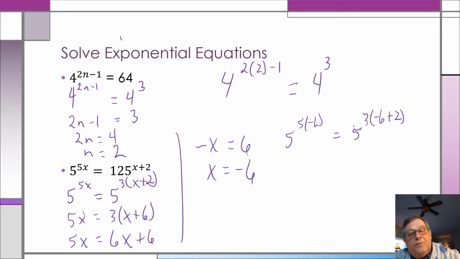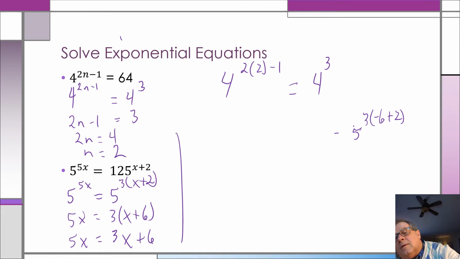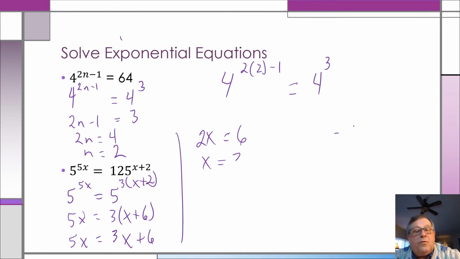You know what? I made a huge mistake. I knew something didn't look right. 3 times x plus 2 is not 6x plus 6, it's 3x plus 6. Let's erase all this. I was feeling kind of queasy about that. We're going to subtract 3x, excuse me. So now we got 2x equals 6, divided by 2, and x is equal to 3. Now that should be better.